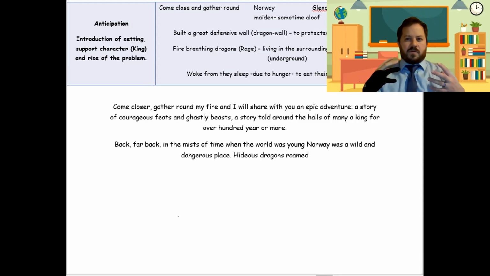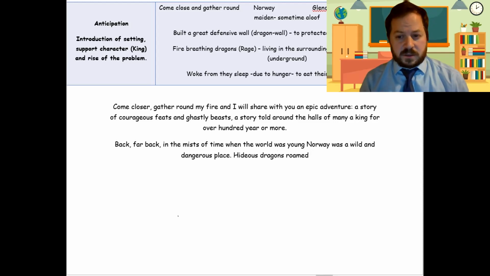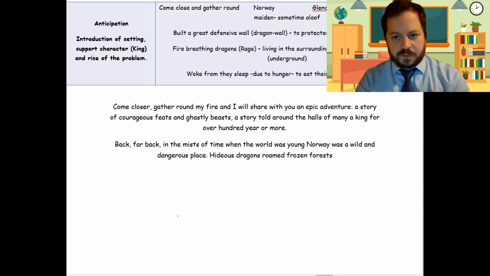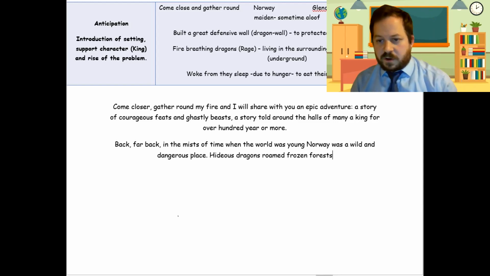the frozen pine forests, or monster-filled forests. The frozen forests actually sounds quite nice. It's an alliteration as well. Roamed the, can we think of another F word? Roamed the frozen forest, the ferocious frozen forest. Could we have that? We could. Maybe I'll just go with frozen forest just to keep it nice and simple. So hideous dragons roam the frozen forests.